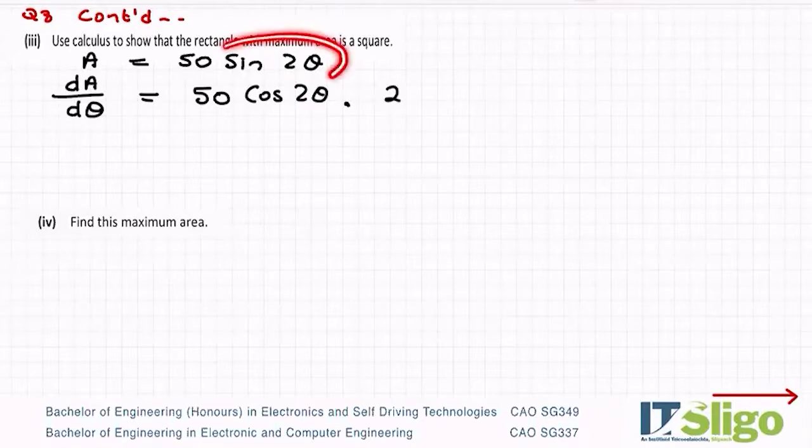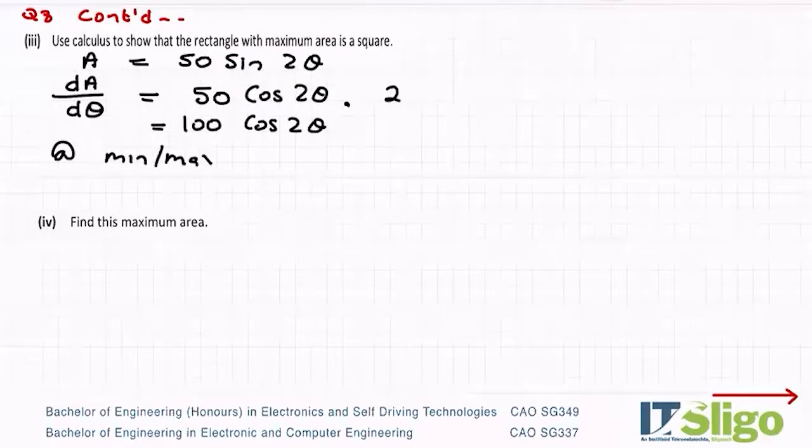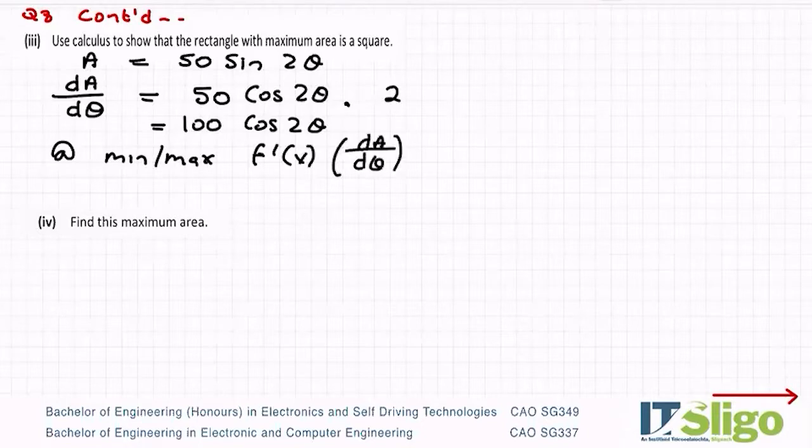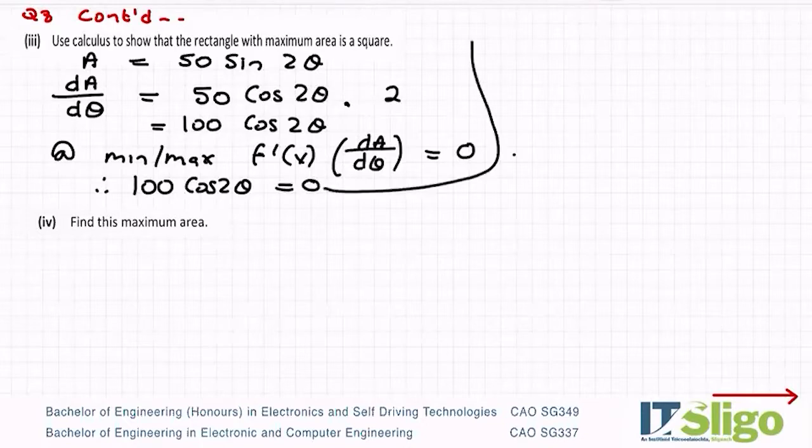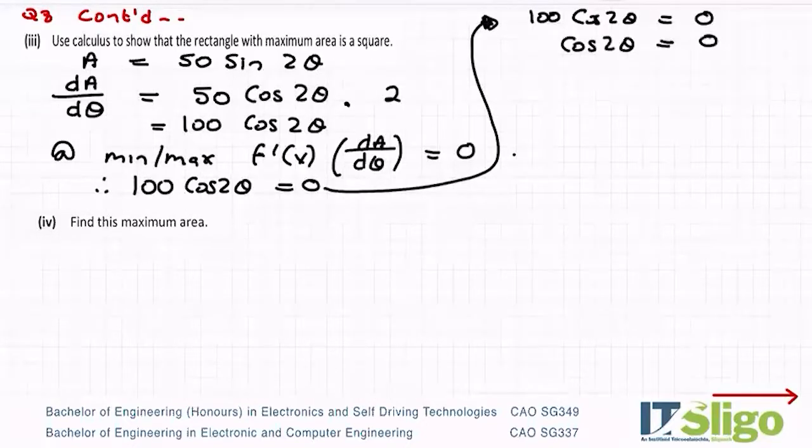Okay, so when it's more than just sine theta, when there's a number here, it's a chain, so you end up differentiating this bit as well and multiplying it. So I'm getting 100 cos 2 theta for dA d theta. Okay, so at min max, dy dx or f dash x, however you want to call it, for R1, it's dA d theta is equal to 0. So therefore, we let 100 cos 2 theta equal to 0. And we are going to try and solve. Okay, so I'm going to come up here now. So I have 100 cos 2 theta being equal to 0. Divide across by 100. So I have cos 2 theta being equal to 0.